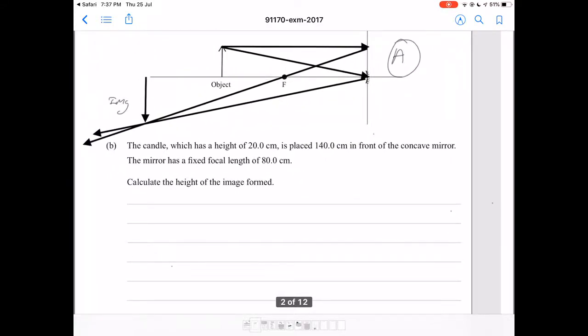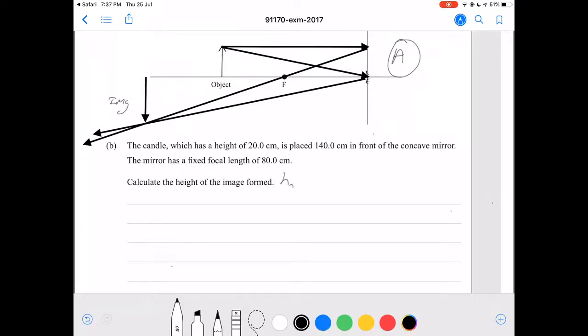Alright, B. The candle, which has a height of 20 centimeters, is placed 140 centimeters in front of the concave mirror. The mirror has a fixed focal length of 80 centimeters. Calculate the height of the image formed. So what we're trying to find here is the HI. It gives us the HO, the candle object height, and it gives us the 140 centimeters in front of the concave mirror. So DO is given to us.